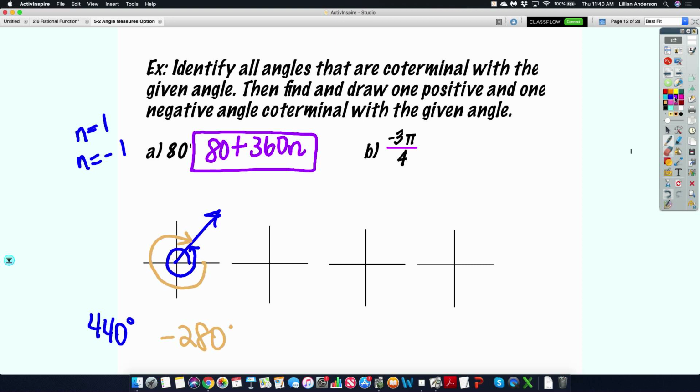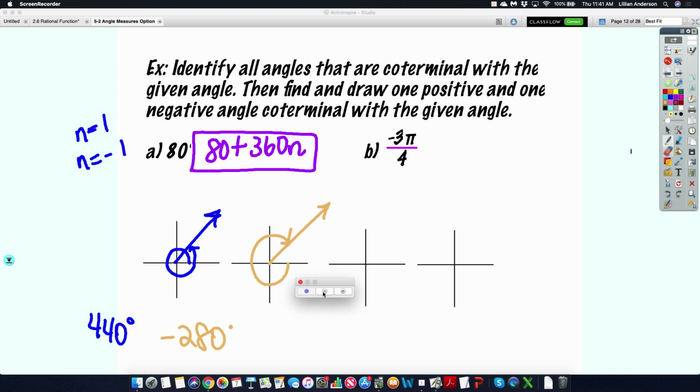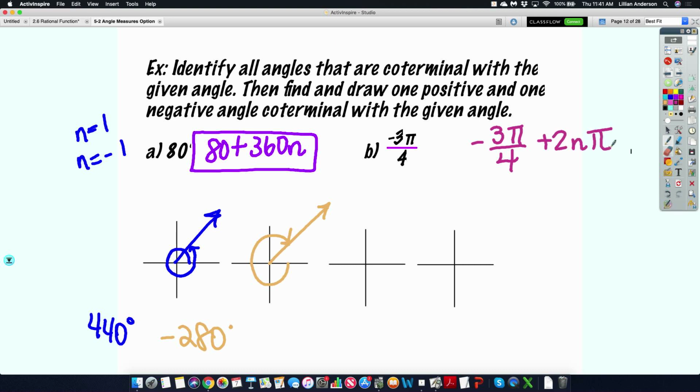Let's look at B. -3 pi over 4. Actually, is that in radian or degree? So to represent all the coterminal angles, I'm going to do -3 pi over 4 plus 2n pi. As long as you remember it's 360 and 2 pi, you can attach it in, and then you have all of your coterminal angles. Somebody give me an integer for n.